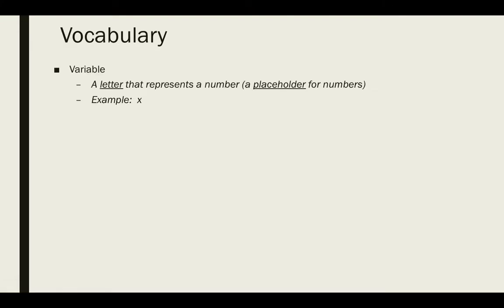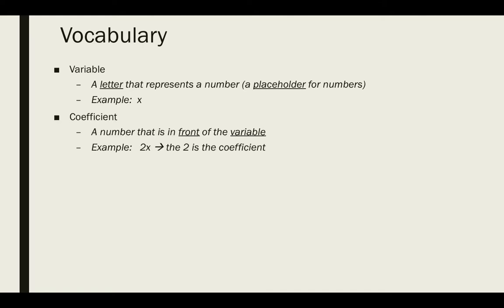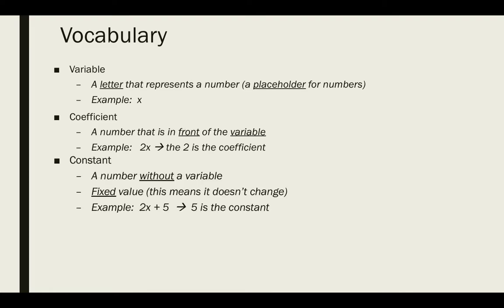Some vocabulary terms that I'm going to talk about are variable. That's a letter that represents a number. It's a placeholder for numbers. Coefficient. That is a number that is in front of the variable. For example, in the expression 2x, 2 is the coefficient.